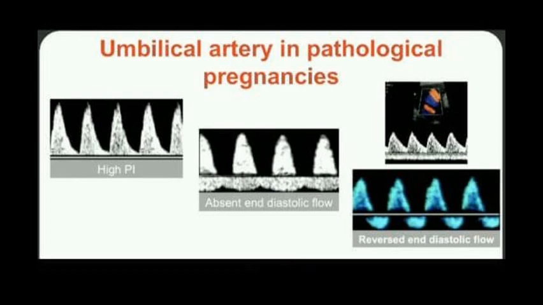Umbilical artery in pathological pregnancies. In the first one, there is high PI. In the second one, we see absent end diastolic flow, and in the third one, there is reversed end diastolic flow.